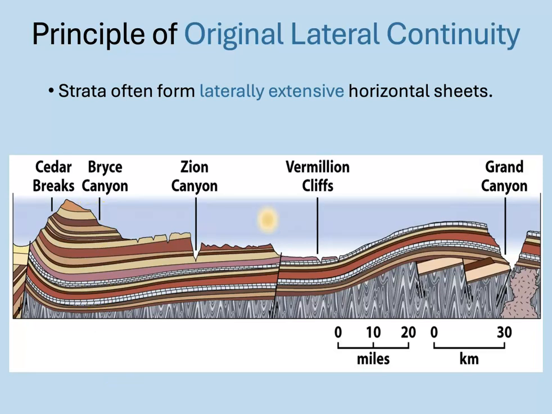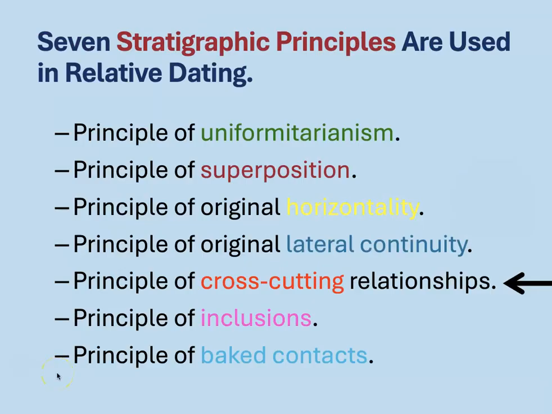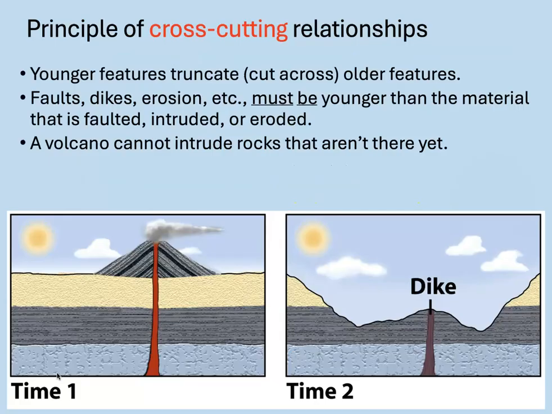So definitely a good example of laterally extensive horizontal sheets of rock. The next principle is cross-cutting relationships. This one states that younger features cut across older features. So faults, dikes, erosion must be younger than the material that is faulted, intruded, or eroded.